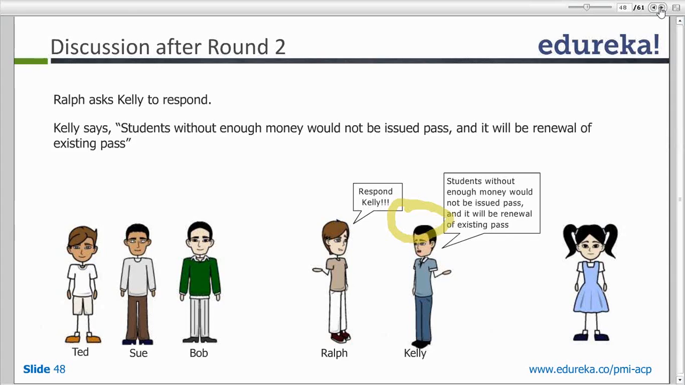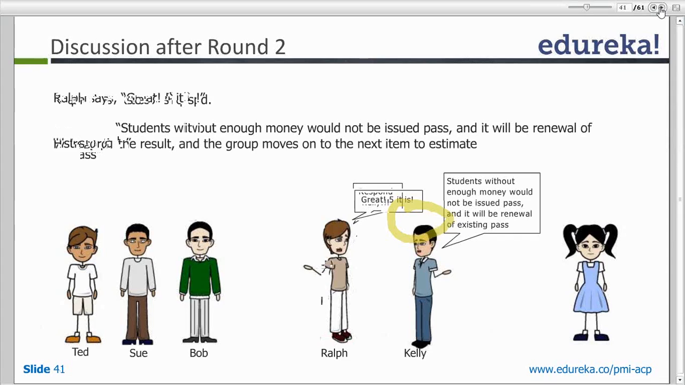Then Ralph asked Kelly to respond, if there is something more to be added to the requirement, and if there are more acceptance criteria associated with it. Okay, so Kelly says students without enough money would not be issued a pass, and it will be a renewal of existing passes. There would be no credit facility, and no new passes would be issued, it would be just the renewal. Okay? Suppose there are no more questions and they go over a third round of voting. Now after this, everybody felt it was 5, 5, 5, and the size of that story, with the consensus, came out to be 5.